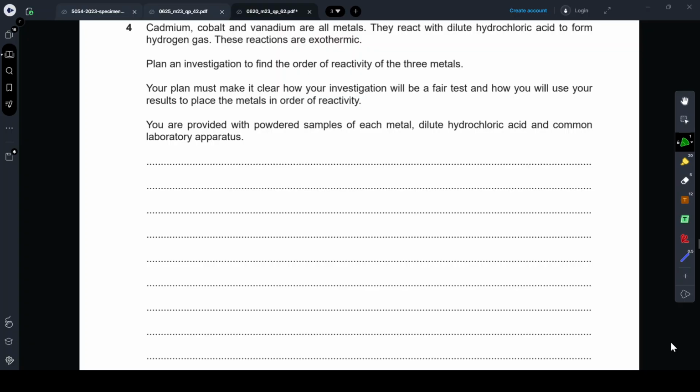We gotta check the temperature change. Right, so they react with hydrochloric acid to form hydrogen gas. So the underlying concept over here is the more reactive the metal, the lesser the time it will take to produce the gas.